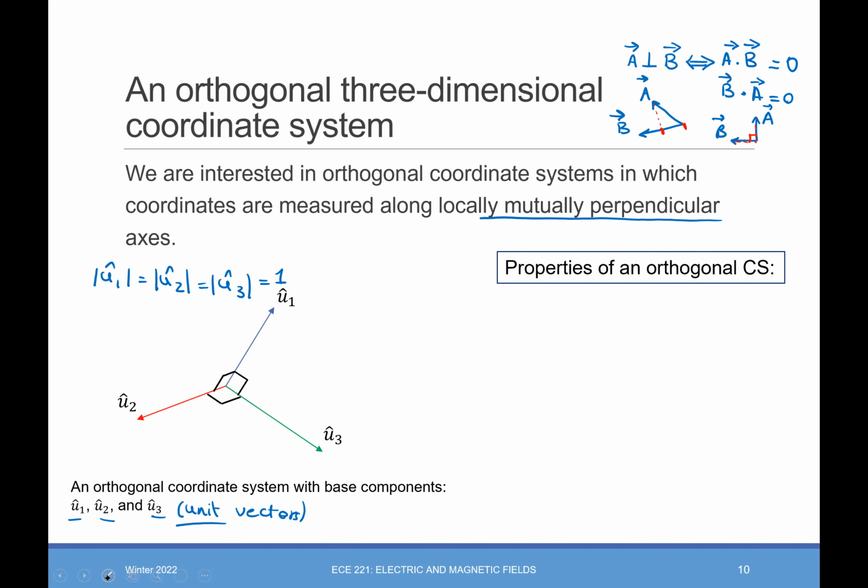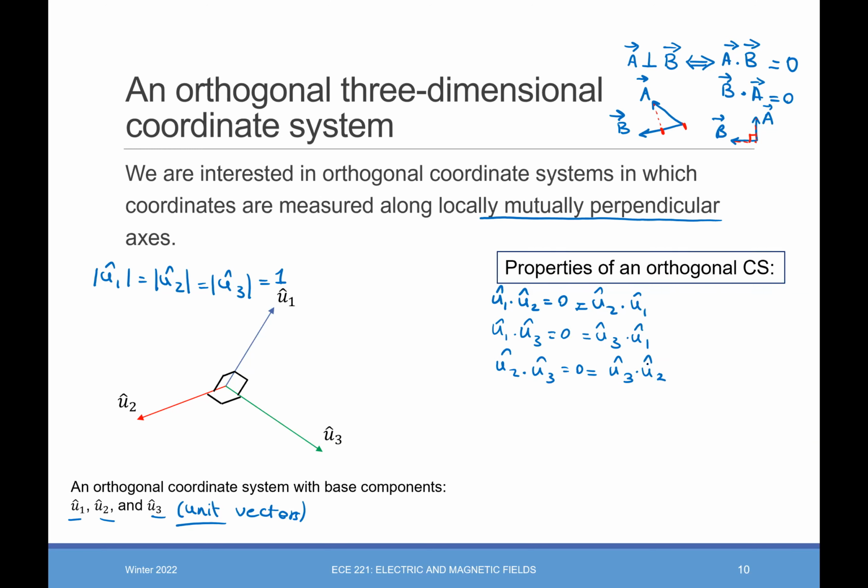So when we say these unit vectors are perpendicular to each other, what does that mean? That means that U1 hat dot U2 hat is 0. The same thing for U2 hat dot U1 hat. Then U1 hat dot U3 hat is 0. And U3 hat dot U1 hat. Then the same thing for U2 hat and U3 hat.